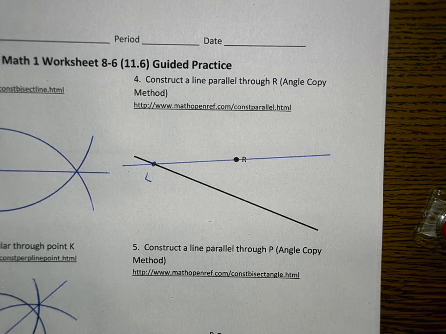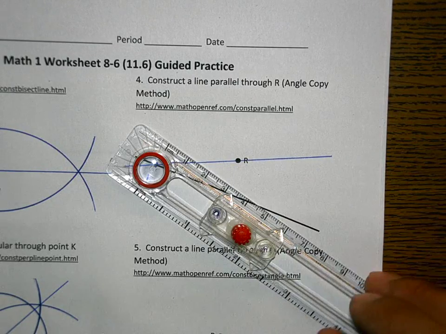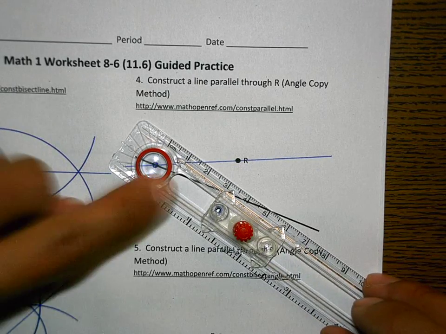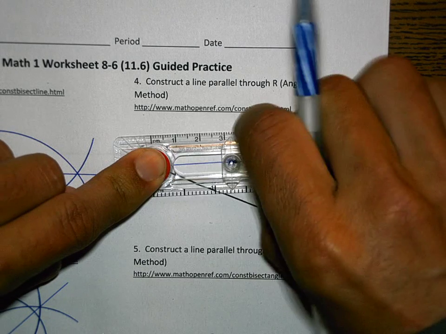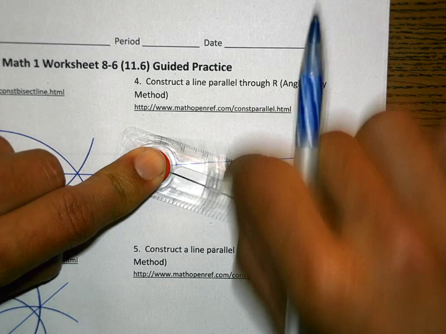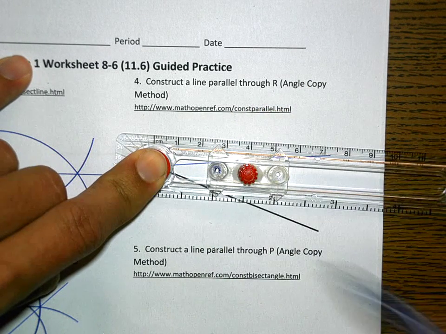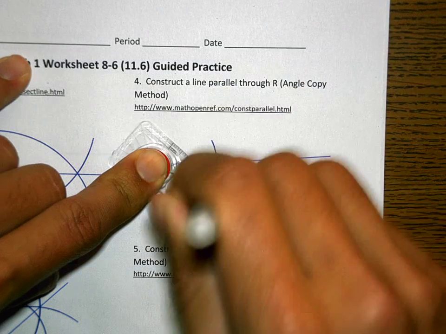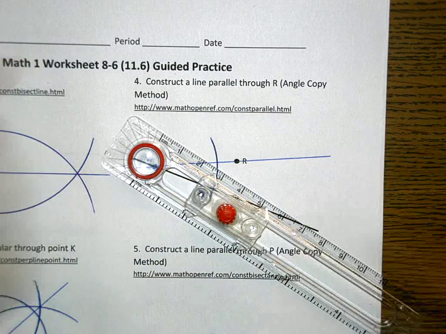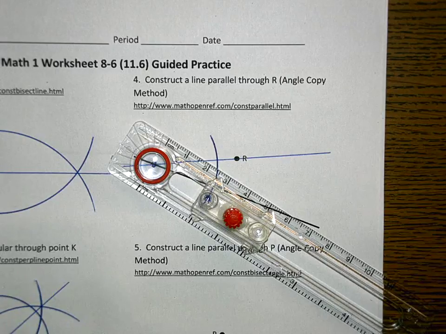The next thing we're going to do is put our bullseye on L, and adjust our slider so that it is somewhere shorter than R. Shorter than R, and I'm going to tighten it up. Then I'm going to make an arc, just like this. From L, shorter than R, I make an arc.